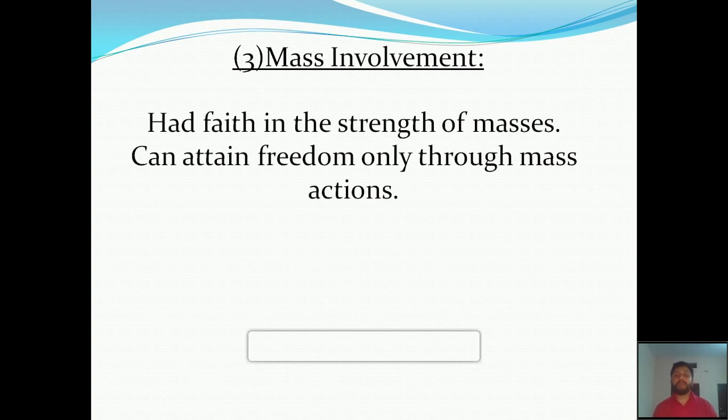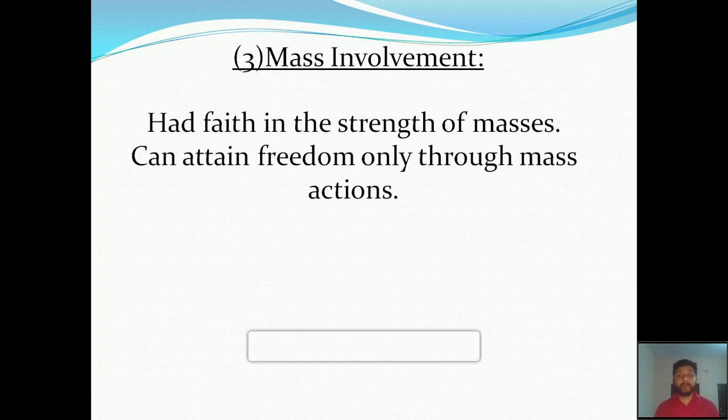Then from there the third stage comes: mass involvement. When a number of people started to follow, when a number of people were filled with these kinds of feelings towards the nation, it led to mass involvement. There was a firm faith in the strength of the masses, that freedom can be attained only through mass action. Because when people found one another filled with self-respect, self-confidence, and ready to sacrifice and suffer any hardships, it created a powerful strength in the minds of the people, and it led to the formation of a mass movement.